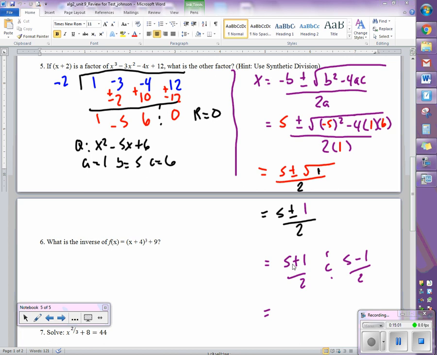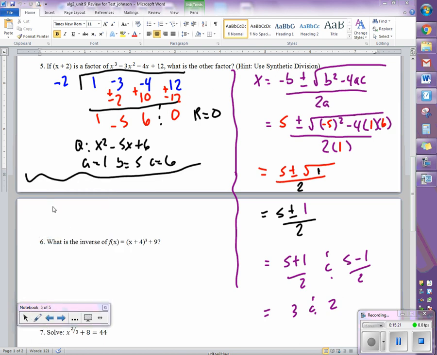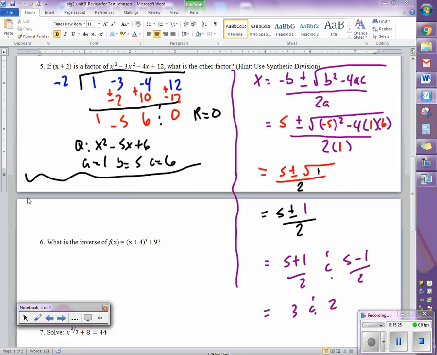5 plus 1 is 6. 6 divided by 2 is 3. 5 minus 1 is 4. 4 divided by 2 is 2. So the other solutions are 3 and 2. So when I put the 3 and 2 into parentheses to write it in factored form, I got to remember that parentheses are liars. So you got to change the signs.